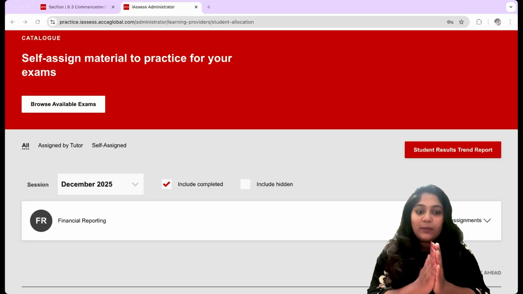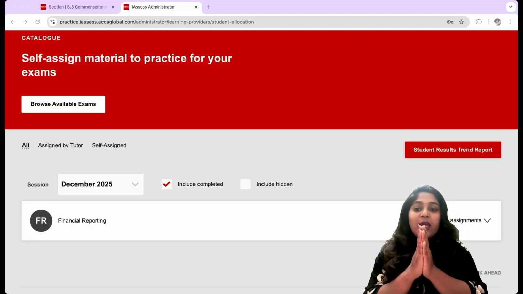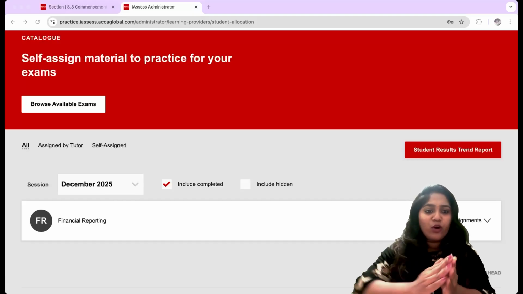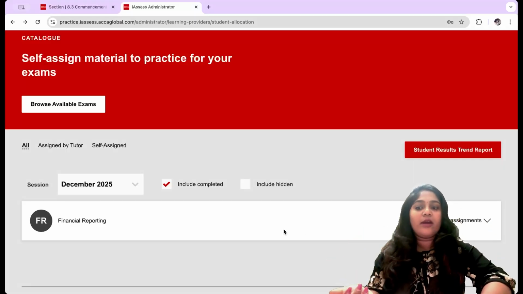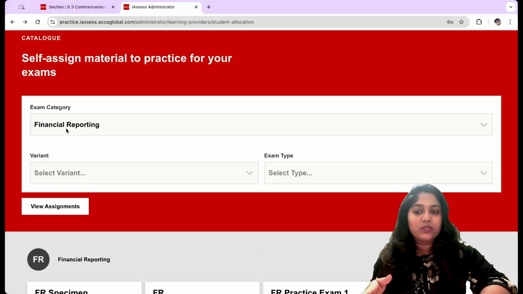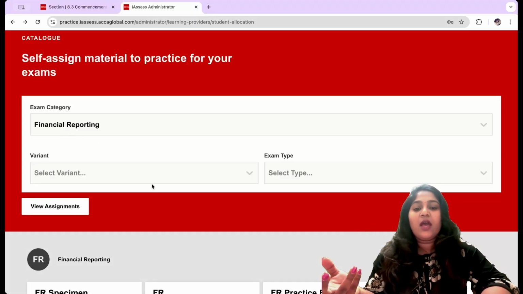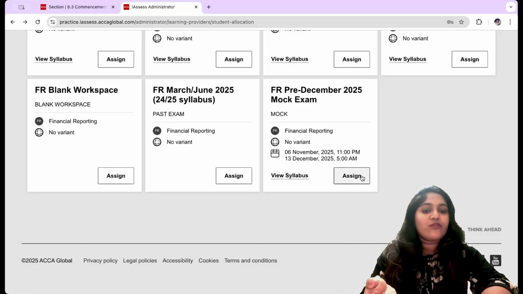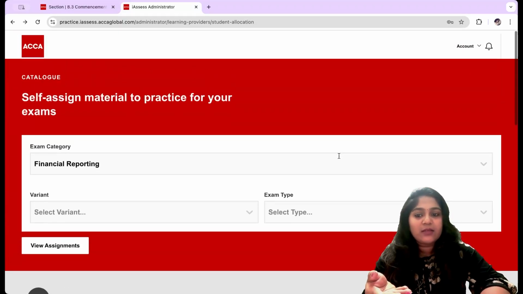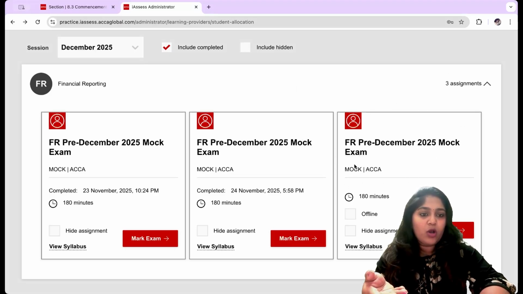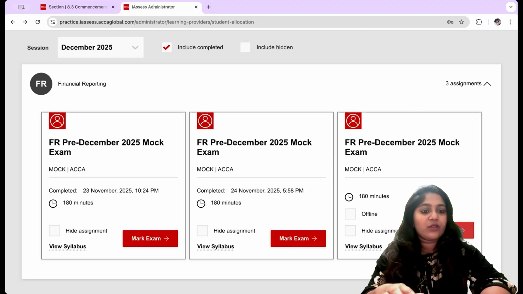So this is the CBE practice platform, which will be available for everyone who's registered under ACCA. Once you get into the CBE practice platform, if you want to assign your mock, all you have to do is select browse available examination, and then go with exam category financial reporting. Once you see that, just scroll down. You'll be able to see the FR pre mock December 25 mock exam, and you just have to assign this. Once you assign, come back, go to view assignments. You'll be able to see pre mock December 2025. You just have to click on start.